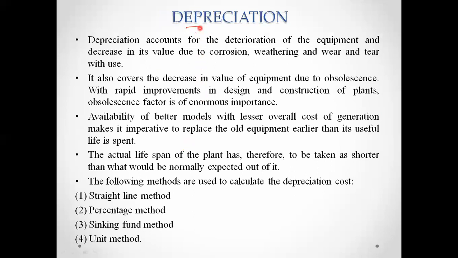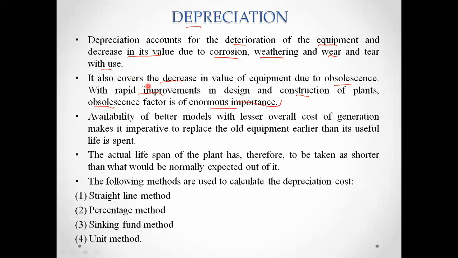What is depreciation? It accounts for the deterioration of the equipment and the decrease in its value. It may happen due to corrosion, or due to weathering, that is due to the weather, and wear and tear with use. That is mainly depreciation, meaning the decrease in the value of that equipment. And it also covers the decrease in the value of equipment due to obsolescence. With the rapid improvements in design and construction of plants, this obsolescence factor is of importance.